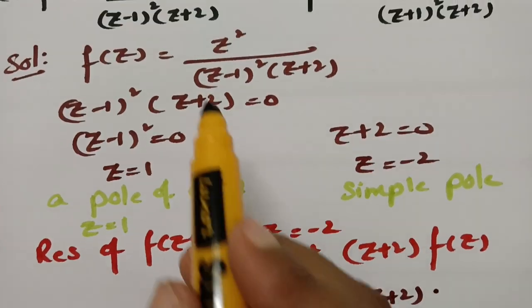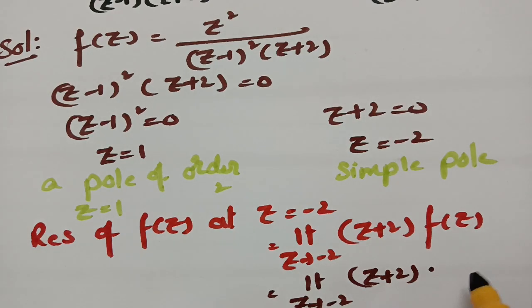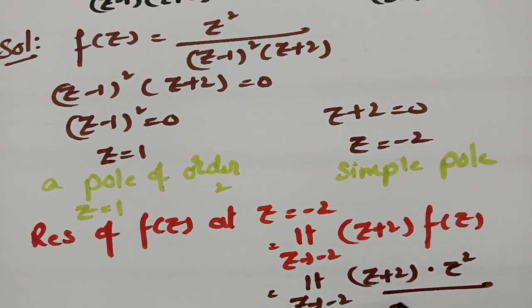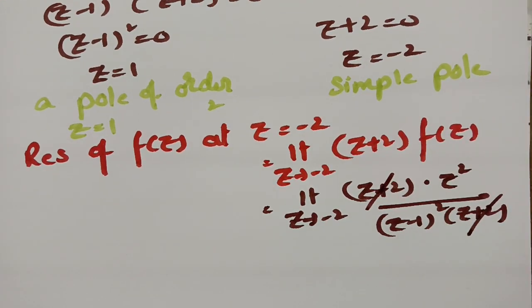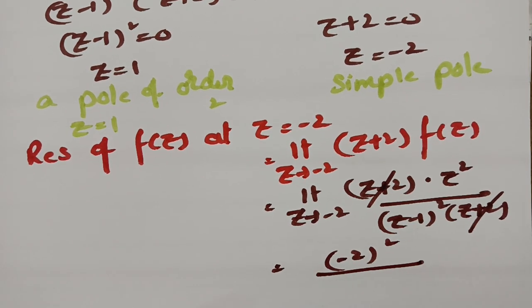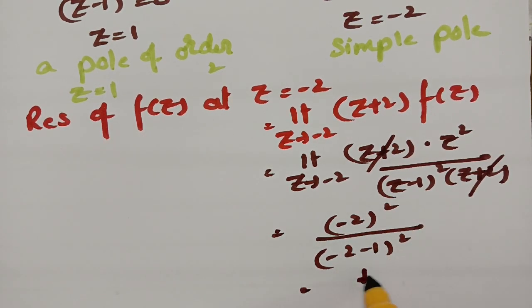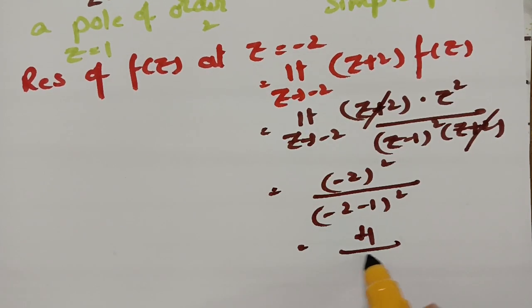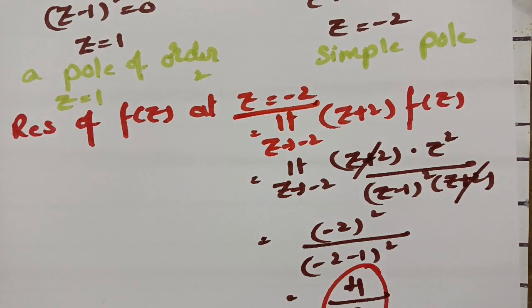So what is f(z) here? f(z) = z²/((z-1)²(z+2)). Now we have to eliminate this z+2 and substitute -2 in place of z. That is (-2)²/(-2-1)². So (-2)² is nothing but 4, and (-3)² is nothing but 9. So 4/9 is our residue value at the point z = -2.